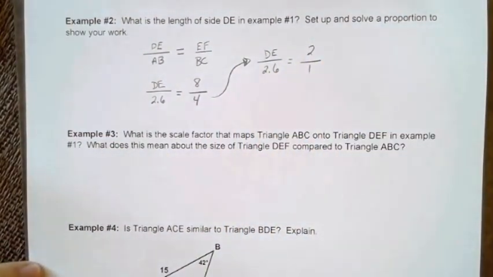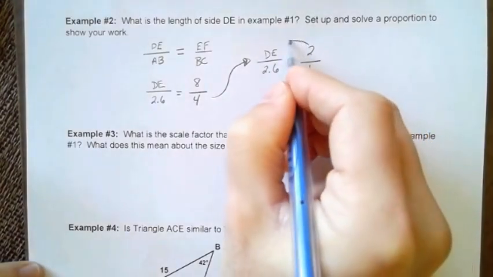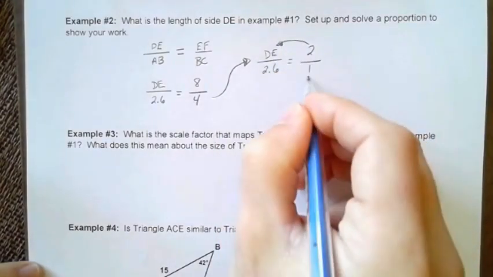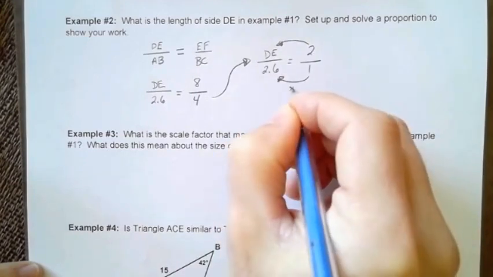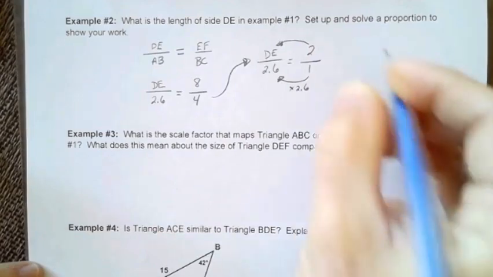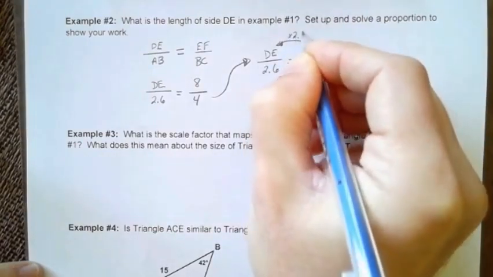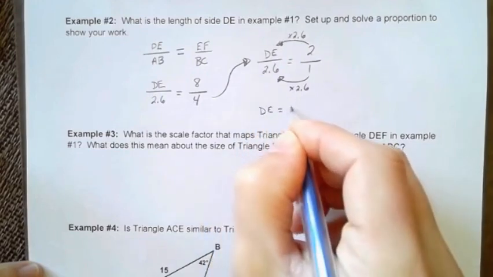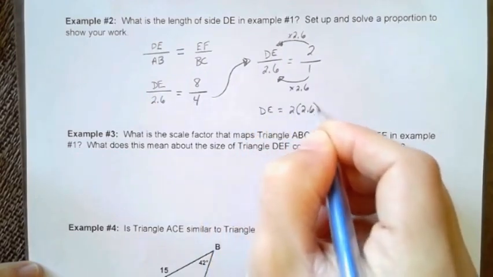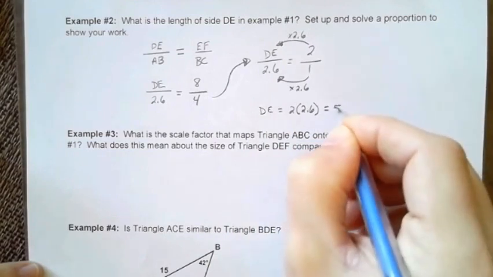Okay, and again, I'm going to move in this direction. I want to get to the measurement of DE. So in the denominator, I want to know how did I get from 1 to 2 6/10? Well, I simply multiplied by 2 6/10. So I better do the same thing here in the numerator to get the measurement of DE. DE is going to equal 2 times 2 6/10, which is going to be 5 2/10.